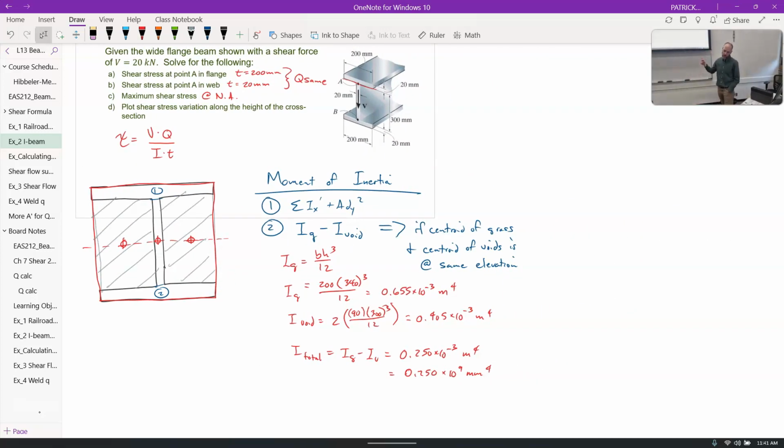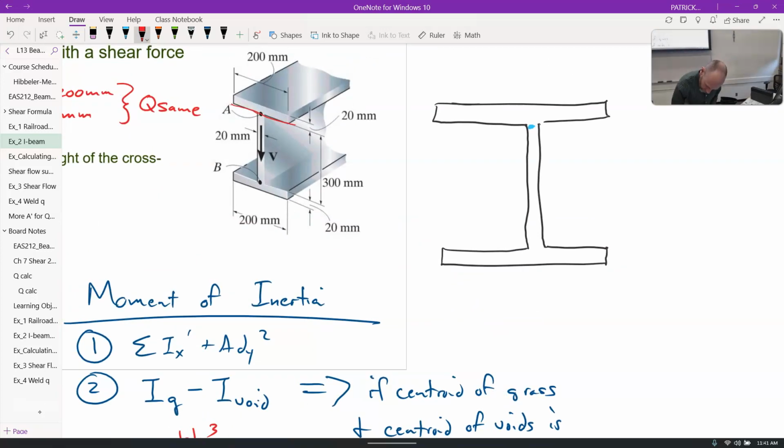So we've got moment of inertia, we've got V, and our t we know for our web or our flange location. For parts A and B, we've got our cross section, and we want to evaluate it right there at the web. So that's the centroid of the cross section, or neutral axis.